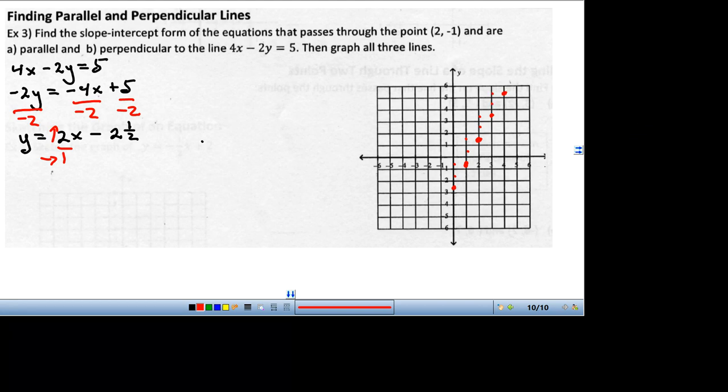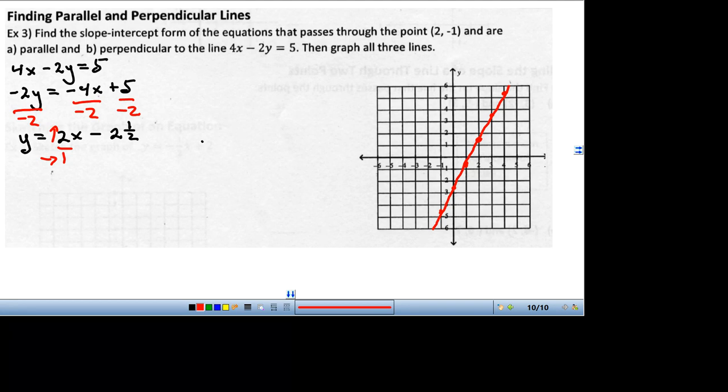Now I only really need 3 points to make a line. But in this case, I plotted a lot more. I'm going to clean up some of my mess that I made, my little plot marks. So this right here is the line.